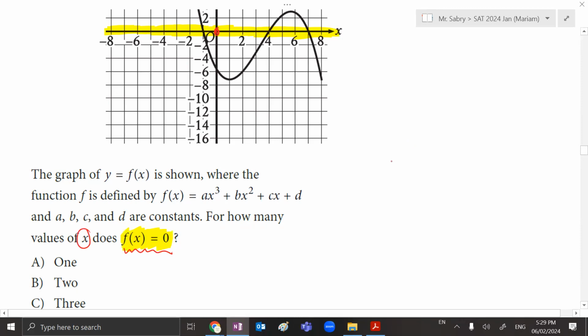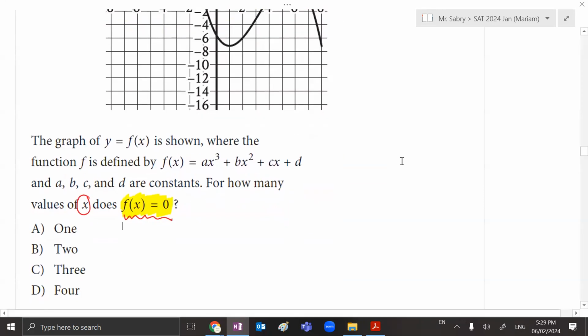For how many values of x? Like how many x values? I know, but I don't know how to explain. So what do you think the answer is? Wait, scroll down. It's 1, 2, 3, and 4.